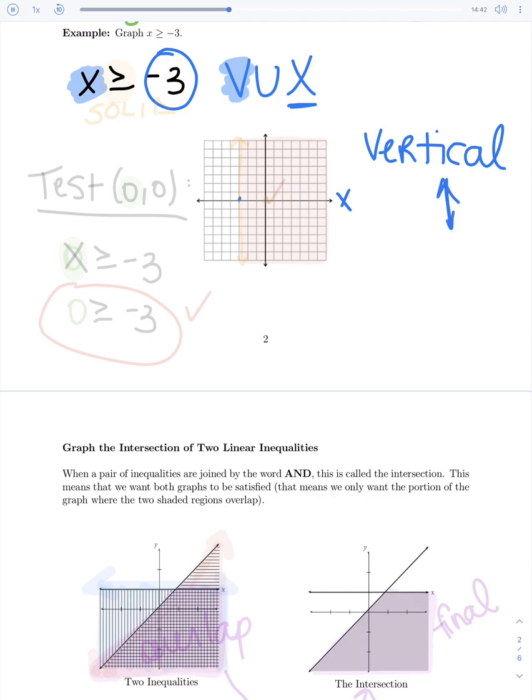Be careful. What kind of vertical line do we have? Well, according to this one, we have an equal to, so it will indeed be a solid line because of the equal to. So I'm going to draw a solid vertical line here at -3.